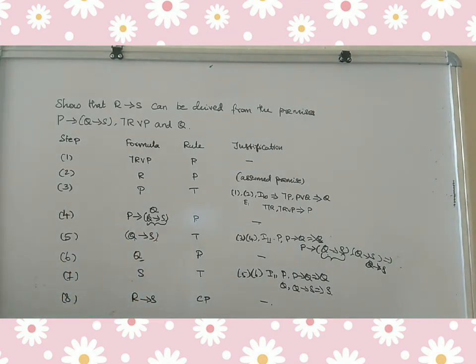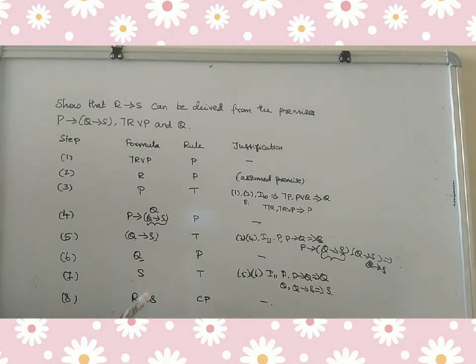Next, in the next step, based on steps 5 and 6 and based on I11, I am deriving the premise S. So P comma P conditional Q tautologically implies Q, right? So here I have taken Q comma Q conditional S, which will be tautologically implied as S. So I am writing S here.